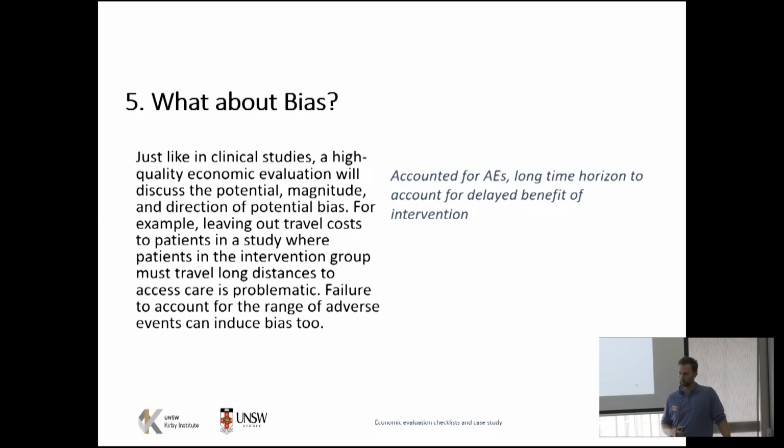They also used a long time horizon, and we touched on this earlier, that accounts for the delayed benefit of the intervention. So obviously when somebody has a male circumcision, the benefit immediately is very small, but over a period of 20 years or longer, that benefit accumulates. So it was important that they included that time horizon, otherwise they wouldn't have seen much benefit. Their results would have been biased towards showing no benefit, or poor cost effectiveness.